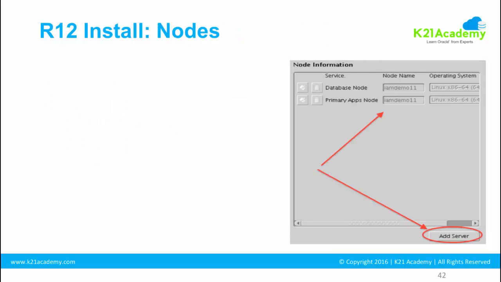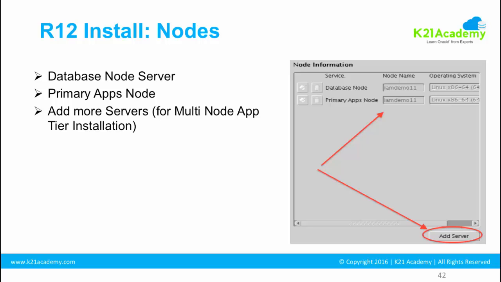And then finally, you can install, or if you want to do a multi-node installation, you can add more servers. If you want to add one more application tier node to the primary, that's where you select add a node, and you can specify as many nodes as you want. By default you will have the database node and the primary app server, which has the primary or administration services. Then you can add more services for multi-node installation.